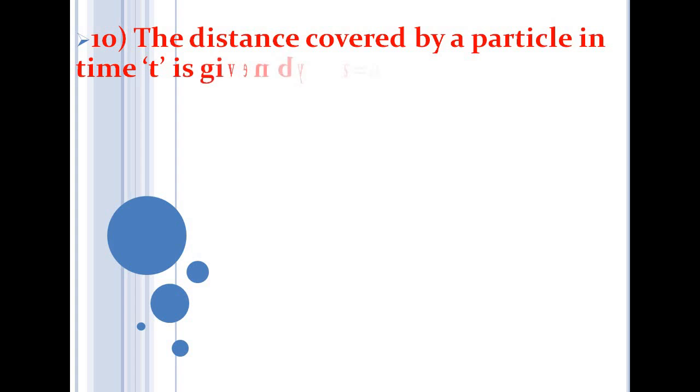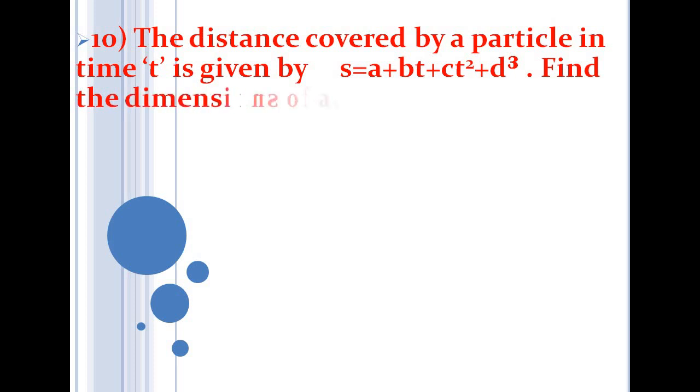Let's see the next problem. The next problem is: the distance covered by a particle in time t is given by the relation s equals a plus bt plus ct² plus dt³. Find the dimensions of a, b, c and d.